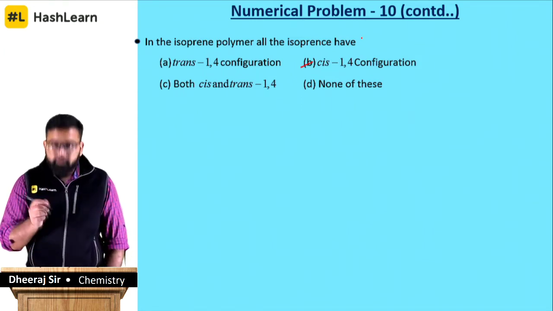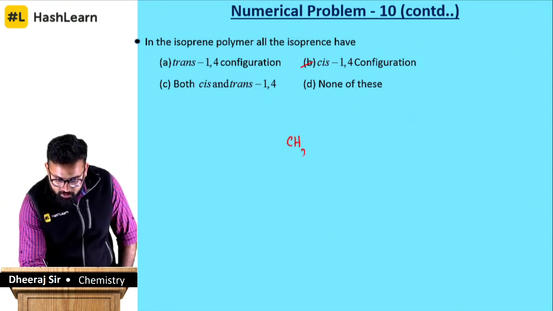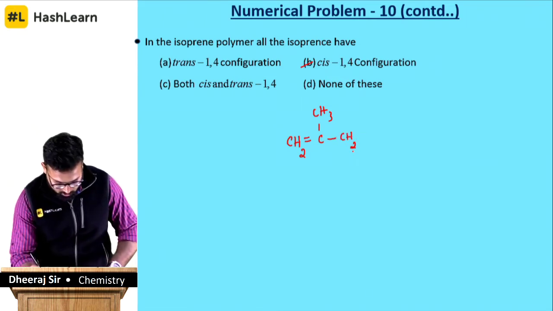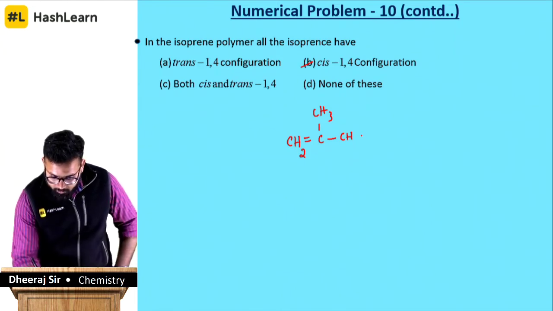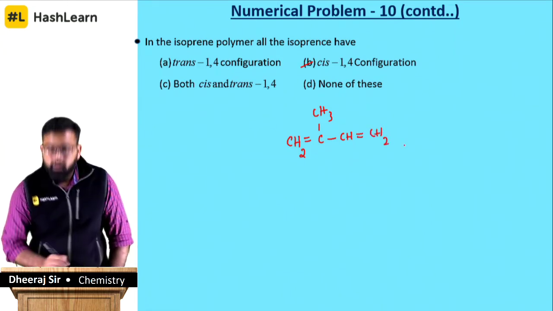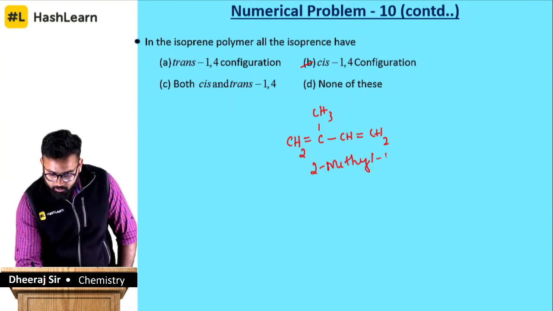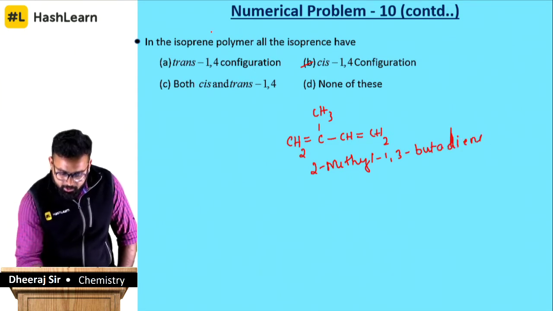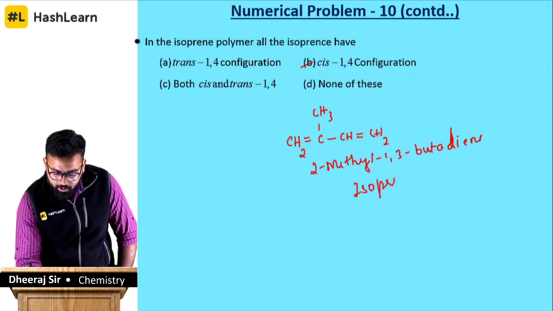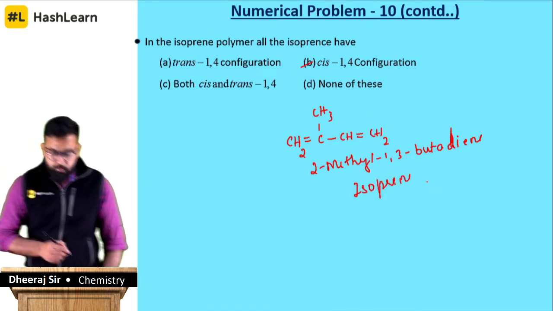Isoprene is nothing but CH2, C CH3, CH, double bond CH2, that is 2-methyl 1,3 butadiene. Butadiene is called as isoprene. This is isoprene, and this is what natural rubber is made up of.